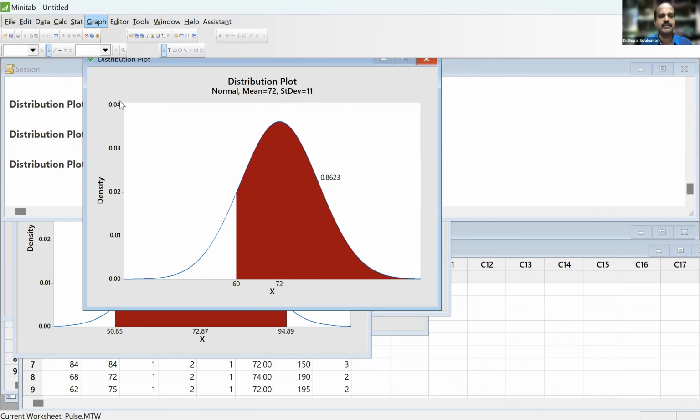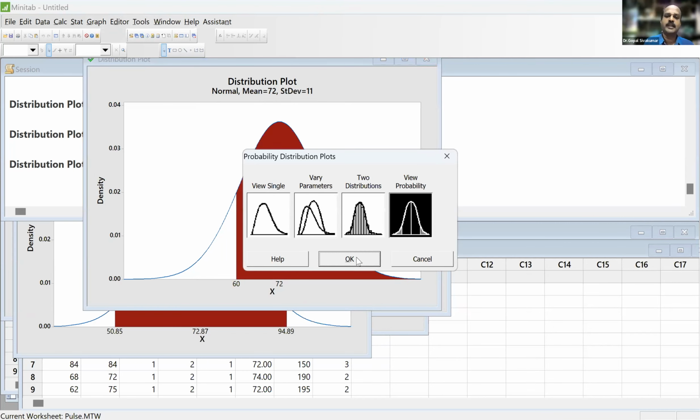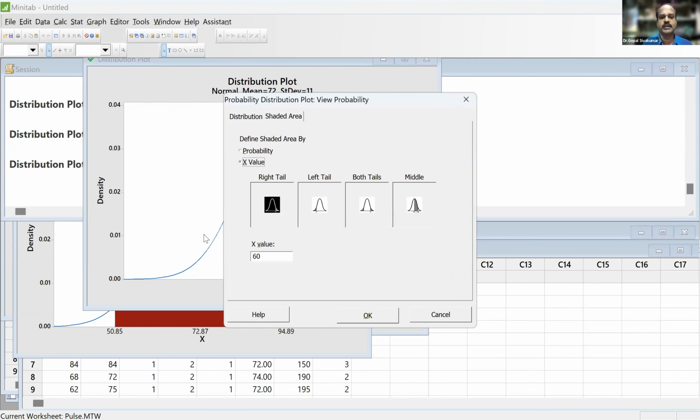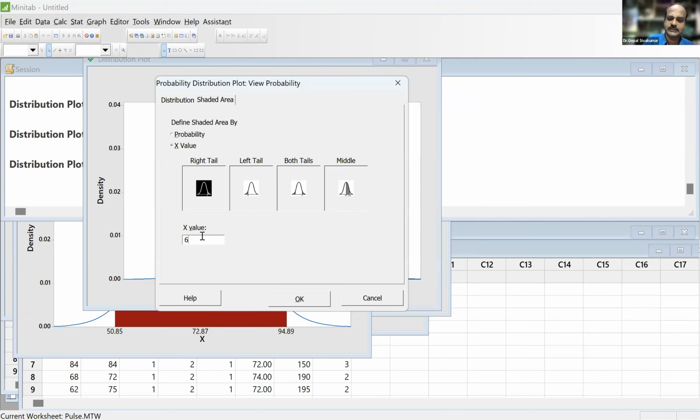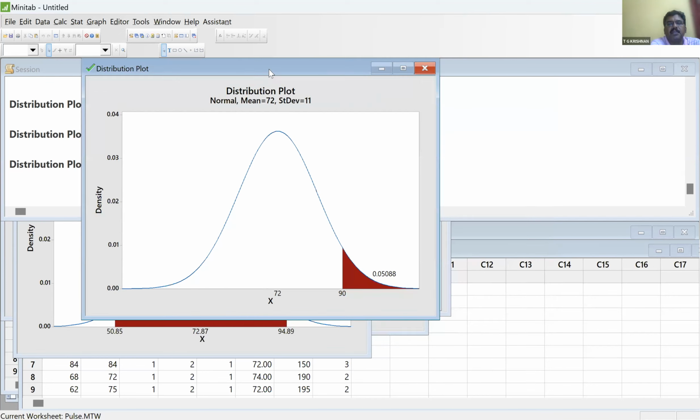Let's see here. Graph, probability distribution plot, view probability. Okay. Now go to shaded area. Now let's play. As I told, shall we now find out what is the chance for someone to score above 90%? Just type 90 here and give okay. And now how much is the chance for someone to score above 90%? Only 5.08%. If you score above 90, now you are in the top 5%.